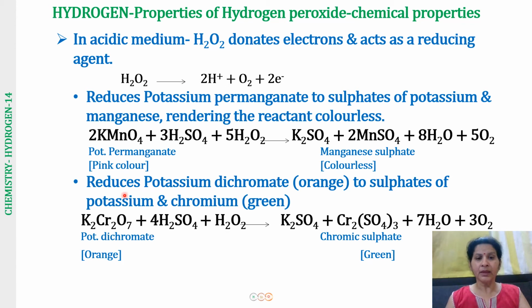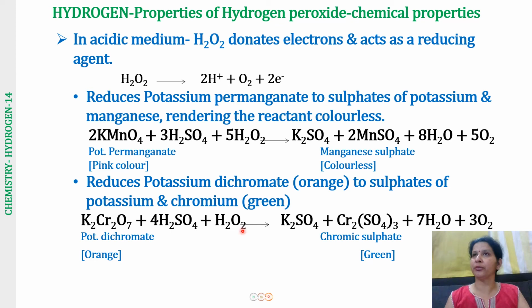Now this reduces potassium dichromate, orange, with sulfates of potassium and chromium, green. So this is K2Cr2O7 plus H2SO4 plus H2O2. Now the temperature is different over here. You have seen the oxidizing properties, and now you are seeing the reduction properties. In the oxidizing properties, we saw oxidation of K2Cr2O7 to chromium pentoxide, right? But that was when the temperature was ice cold.